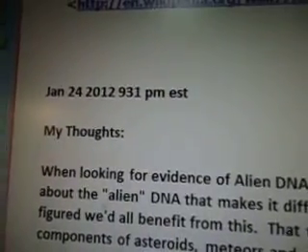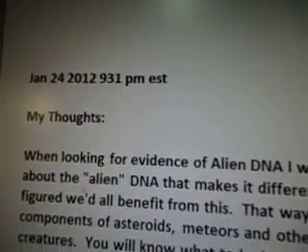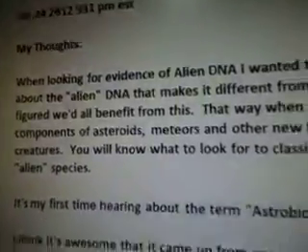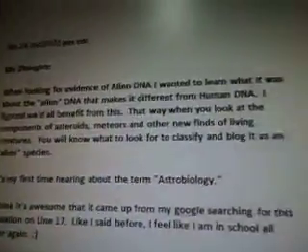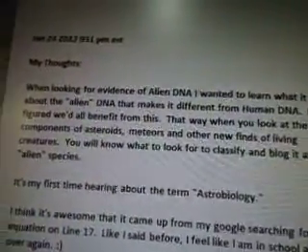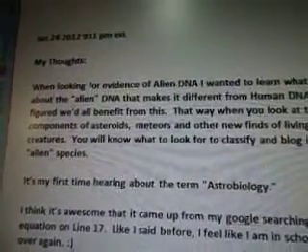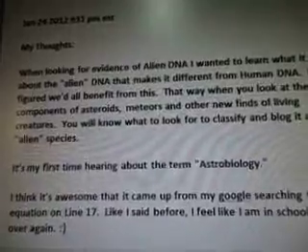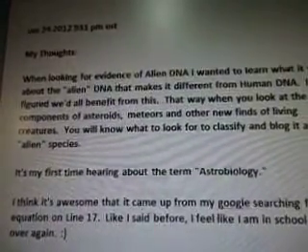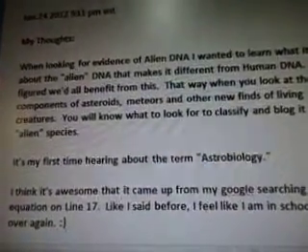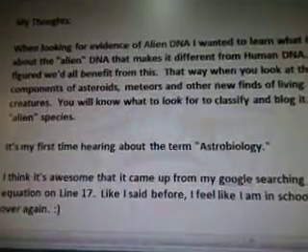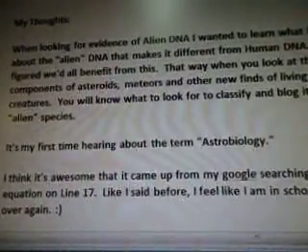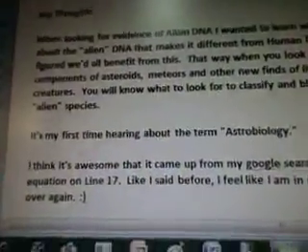January 24th, 2012, 9:31 p.m. Eastern Standard Time. My thoughts. When looking for evidence of alien DNA, I wanted to learn what it was about the alien DNA that makes it different from human DNA. I figured we'd all benefit from this. That way, when you look at the components of asteroids, meteors, and other new finds of living creatures, you will know what to look for to classify and blog it as an alien species.